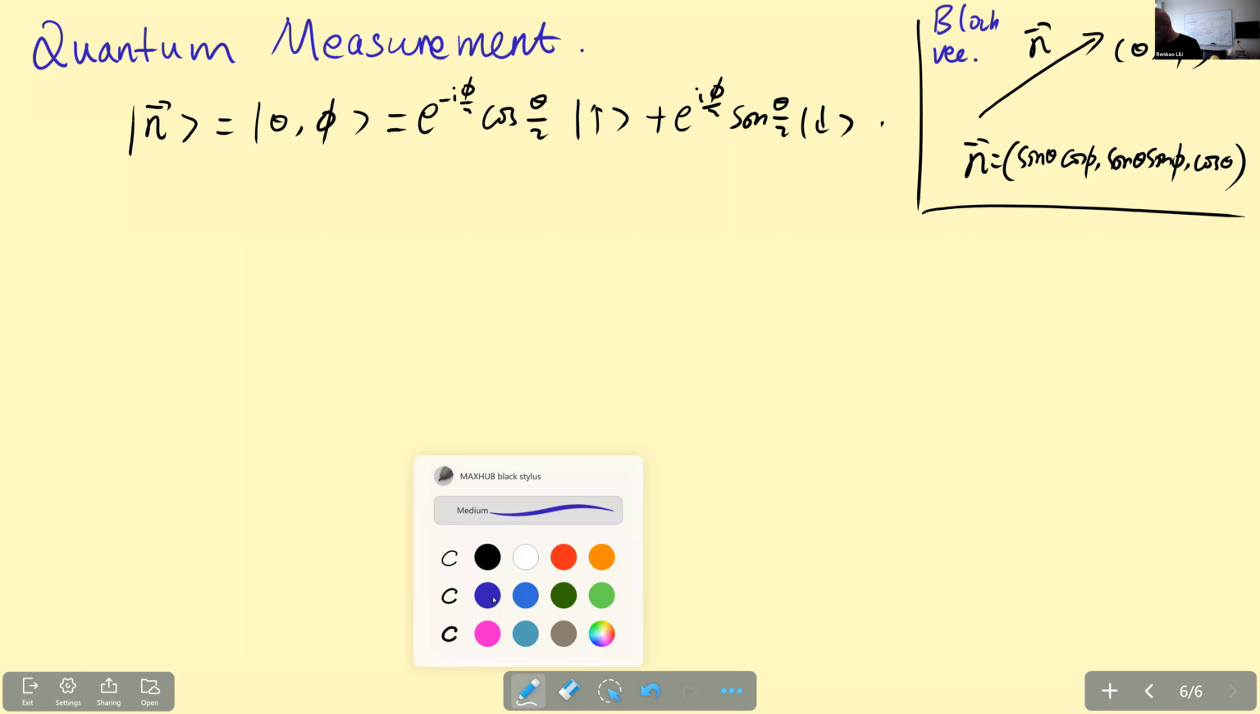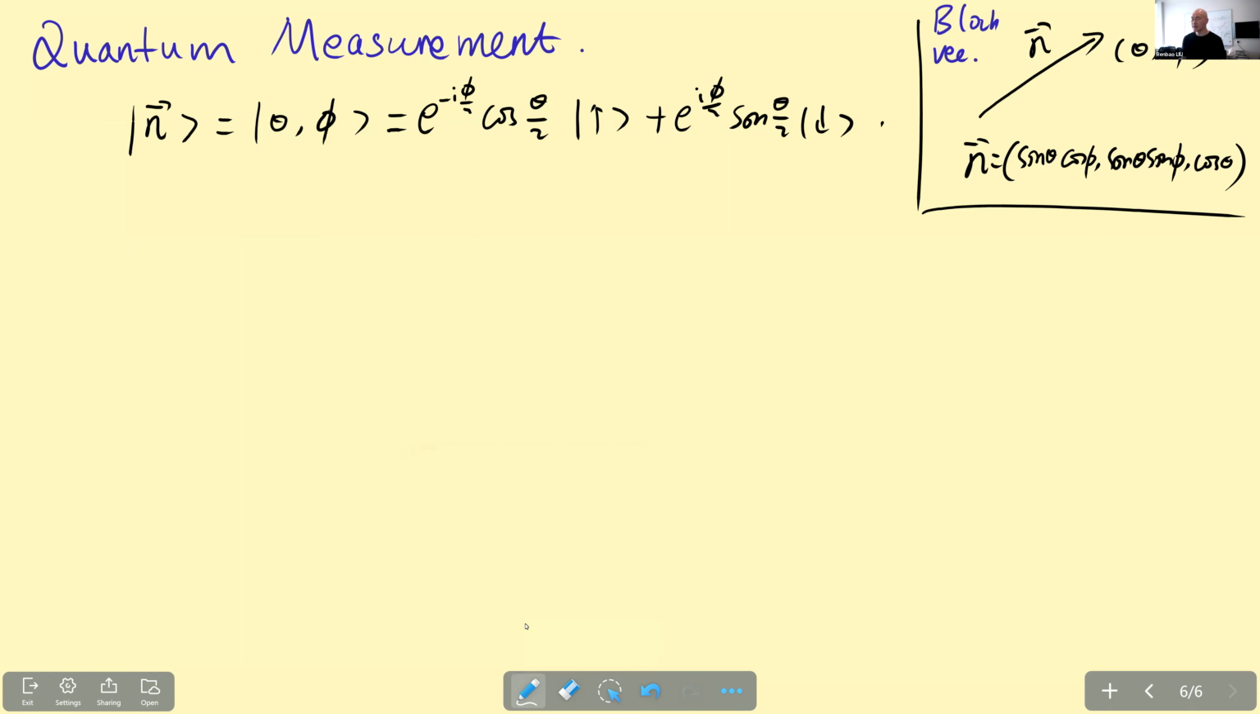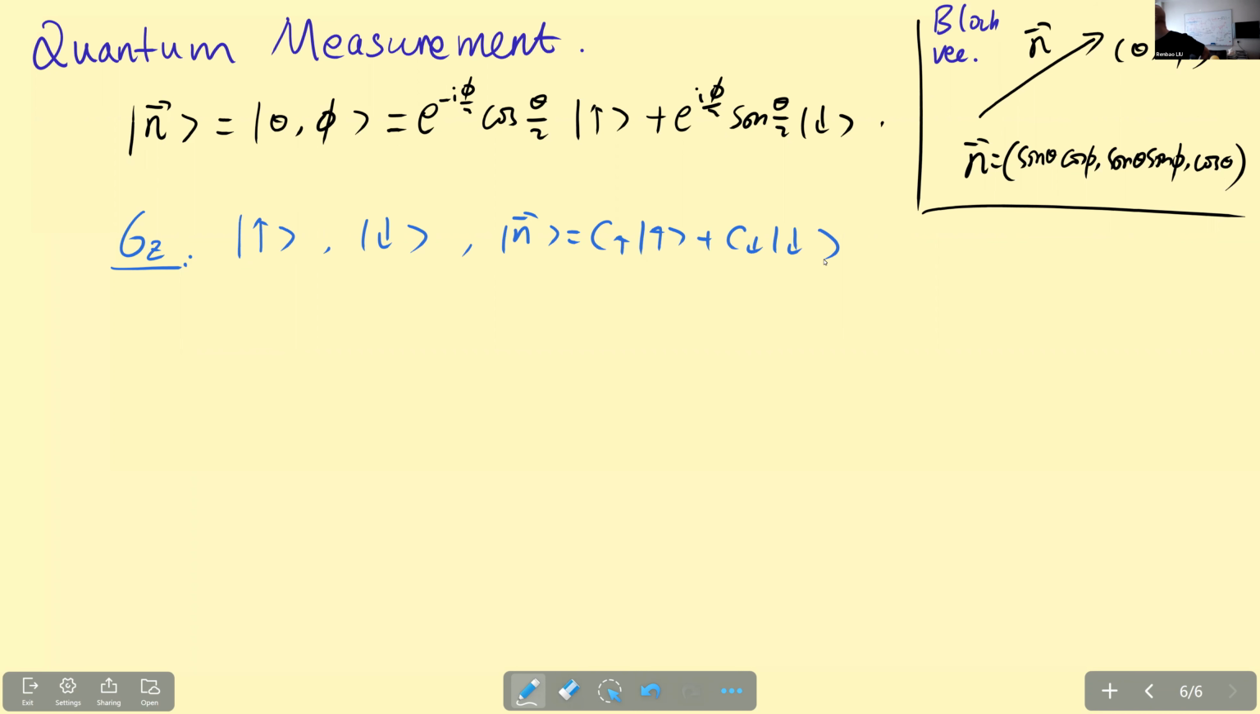So we want to measure this one. Say, for example, if we want to measure sigma z, the sigma z has two eigenstates, that's up and down. So now you have the coefficients, and this m can be written as c up times up plus c down times down, right? Okay, so let's check this according to the measurement postulate.